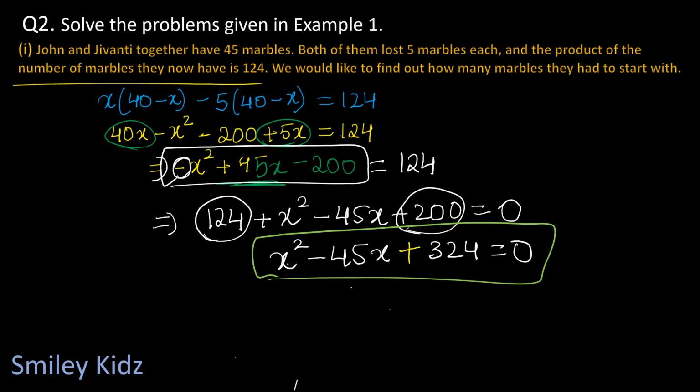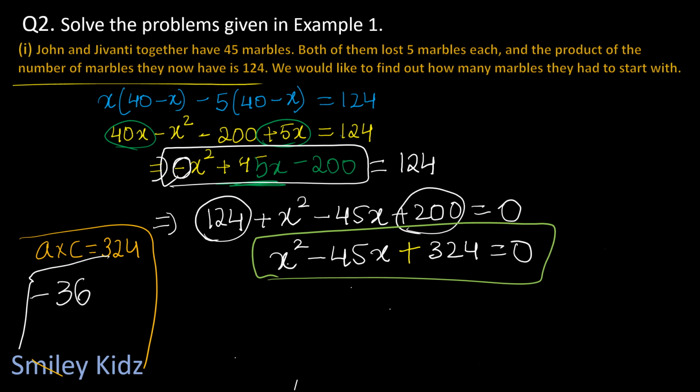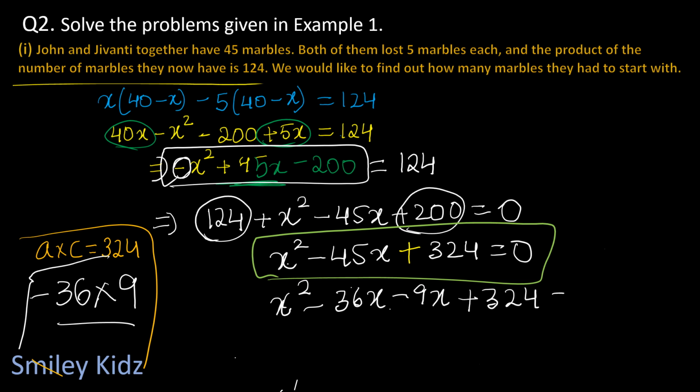Now again we're going to follow the same procedure. A into C turns out to be 324. And for this the accurate factors would be 36 into 9. So let's place it over here and split the middle term. x square minus 36x minus 9x plus 324 equals 0.